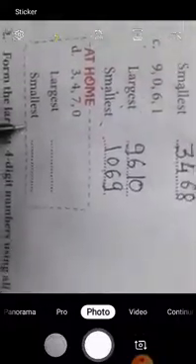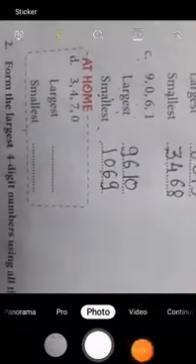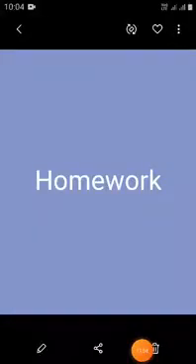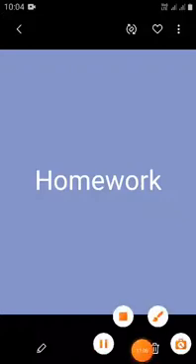At home, write in your maths class book. So students, now it's time to take the homework. Form the largest four-digit numbers using all the given digits. Any one digit may be repeated. And round off to the nearest tens and hundreds in your maths homework book and send it on WhatsApp.